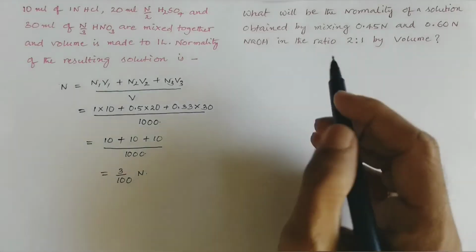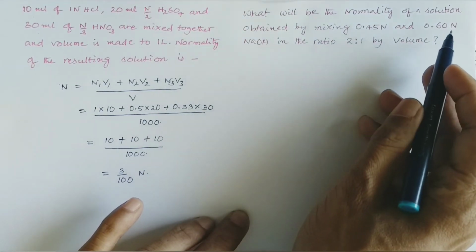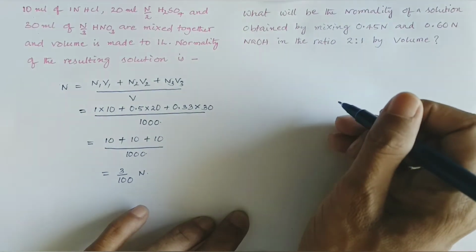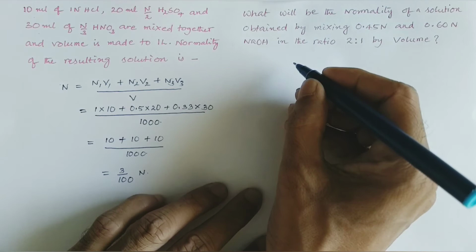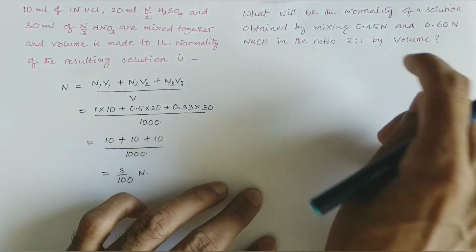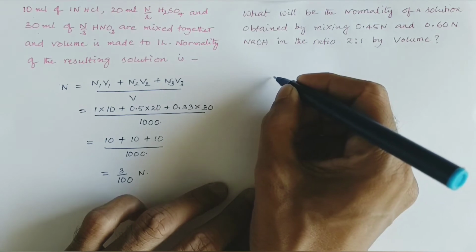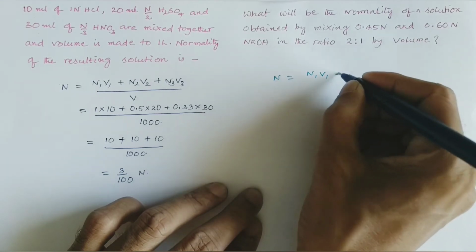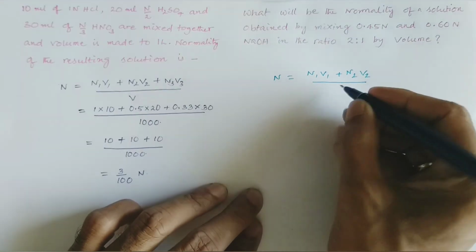Next problem, what will be the normality of a solution obtained by mixing 0.45 normal and 0.60 normal sodium hydroxide in the ratio 2:1 by volume? Okay, so this is a very simple problem, where we have to find out normality of a resulting solution which is obtained by mixing two solutions of the same solute, that is sodium hydroxide. Now normality of resulting solution is equal to N1 V1 plus N2 V2 divided by total volume V.